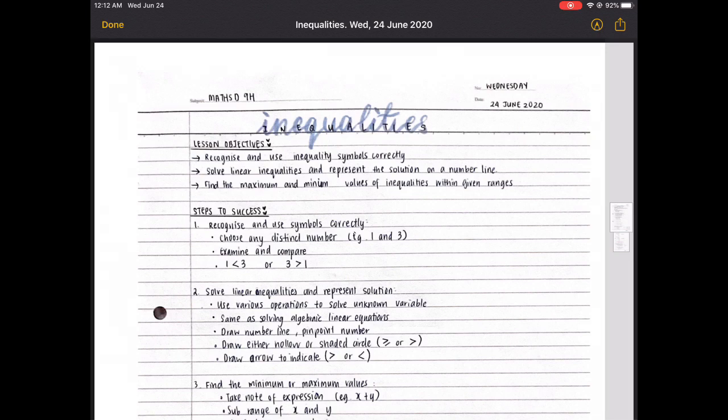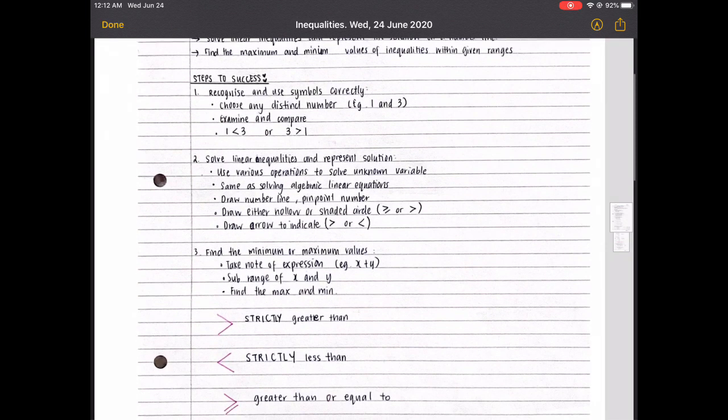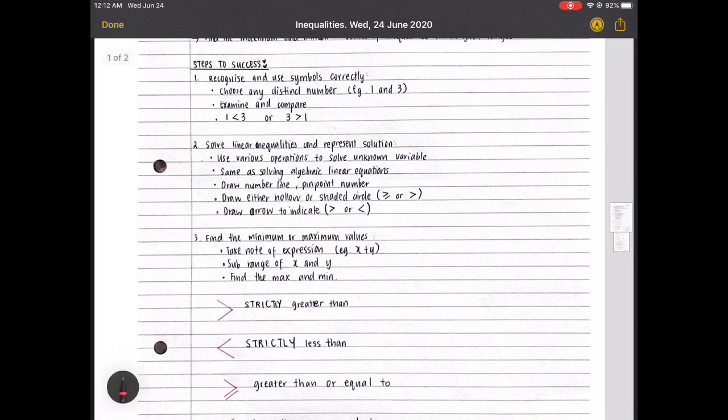So our lesson objectives for today are firstly to recognize and use inequality symbols correctly, to solve linear inequalities and represent the solution on a number line, and to find the maximum and minimum values of inequalities within given ranges. Now let's look at the steps to success. So firstly, to recognize and use symbols correctly, to solve linear inequalities and represent the solution, and then to find the minimum or maximum values.